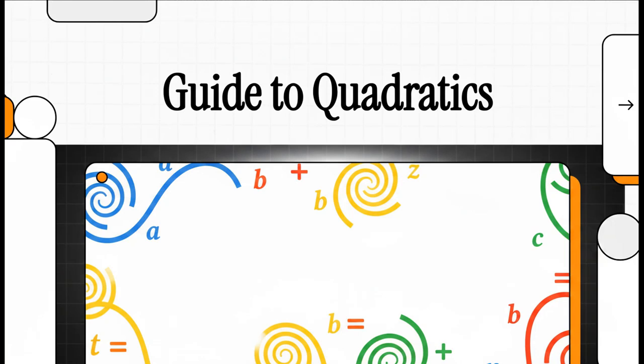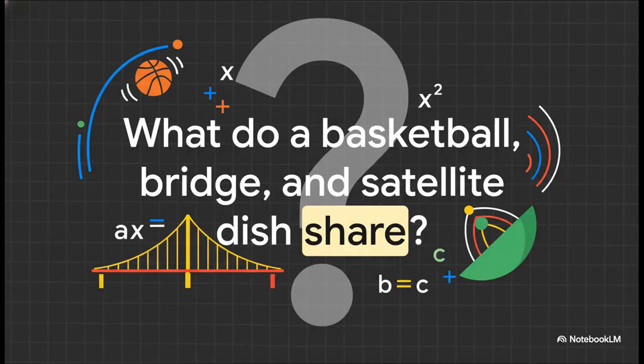Right, today we're cracking a code, a fundamental code that, believe it or not, secretly describes so much of the world around us. And no, it's not some top secret cipher, it's the quadratic equation. And trust me, by the end of this, you are going to see it absolutely everywhere. Okay, let's dive in. So think about it for a second.